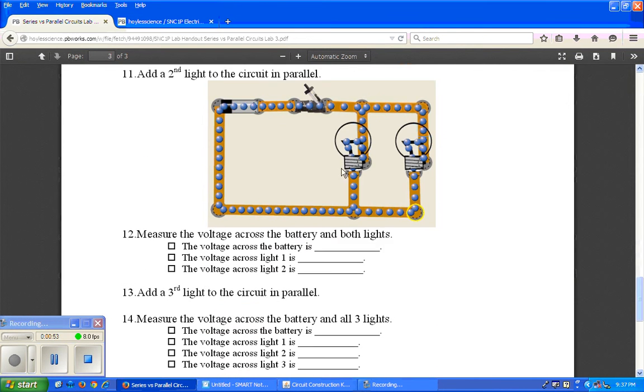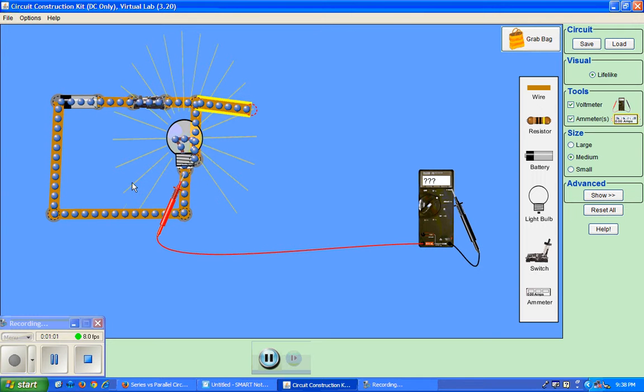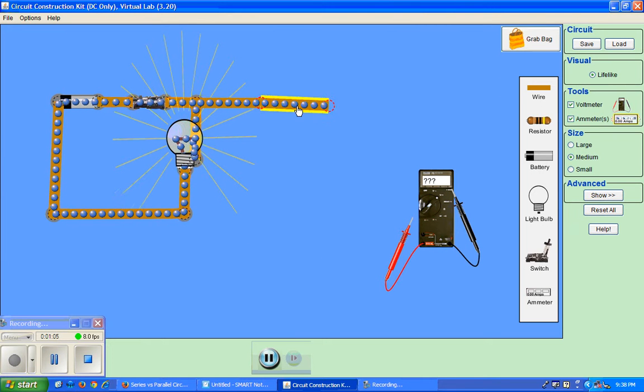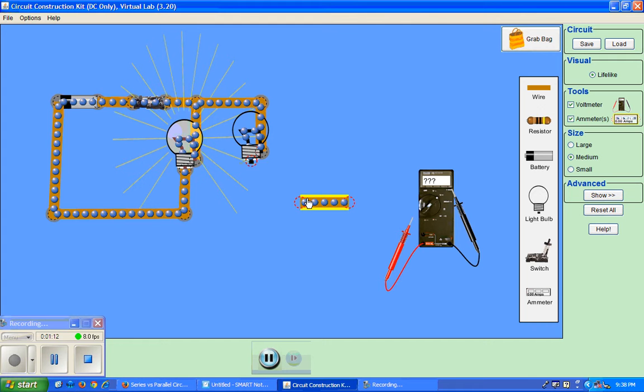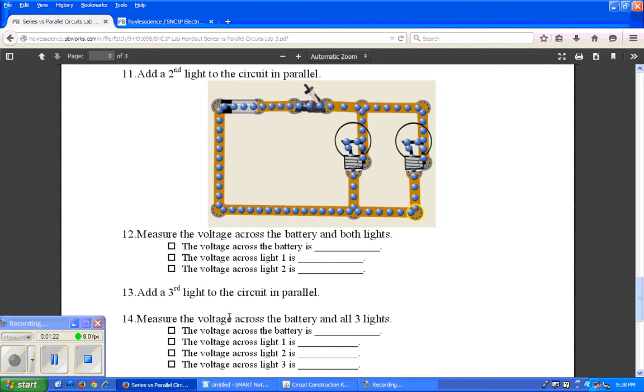Then number 11 says add a second light to the circuit in parallel. So we're going to add another light. And we're going to get these wires out of the way. So add a second light, like that. So we're creating another path in our parallel circuit. And there we go. You can see the brightness of the bulbs hasn't changed.